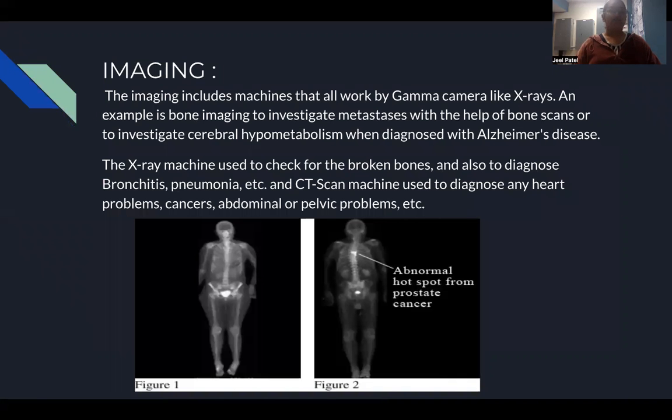Imaging includes machines that work by gamma rays, such as X-ray, CT scan, and bone imaging, like full body imaging. It is the very first aspect in which a disease can be diagnosed, or we can know exactly where the problem is, or a breaking of the bone. If it's a chest X-ray, then we can find pneumonia, bronchitis, and any heart or pulmonary disease can also be identified through imaging.